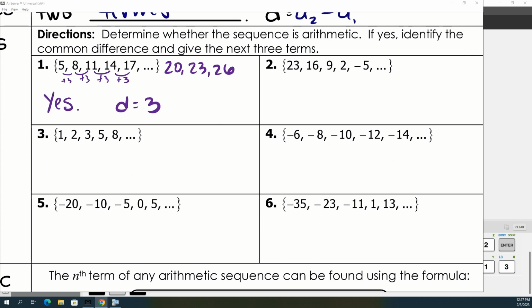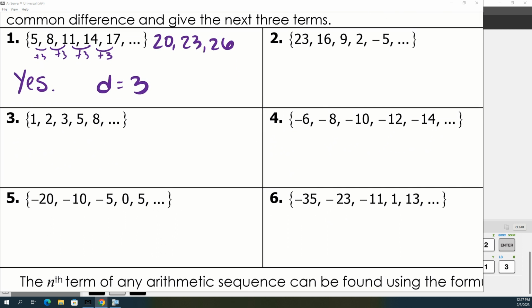All right, let's look at, I don't think we're going to do all of these, but we'll do several. Let's look at 2. Are these going up or down by the same amount each time? Yes. What is it? 7. Yeah, so we're going down by 7 each time. So we say yes. And then D is going to be -7. And then we're just going to keep on subtracting 7 to get the next 3 terms.